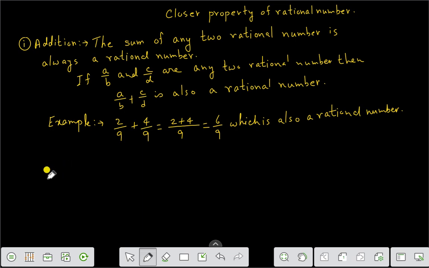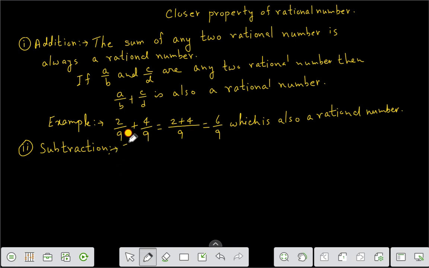Now we'll do the next one, that is subtraction. This is addition, and number 2 is subtraction. What is that? The difference between any two rational numbers is always a rational number.